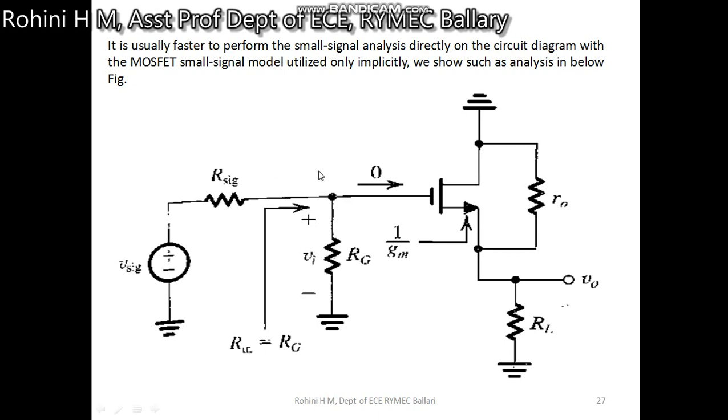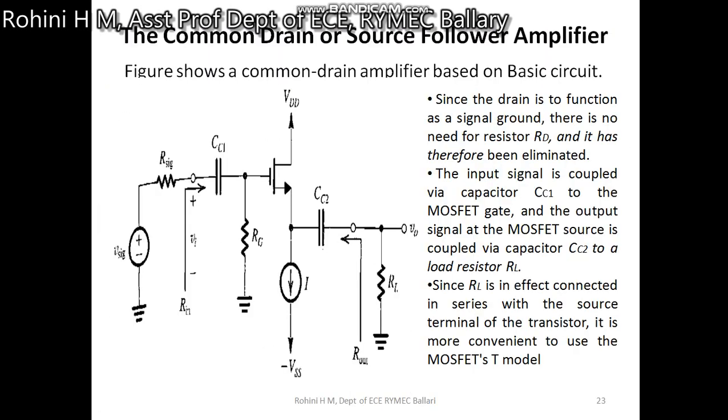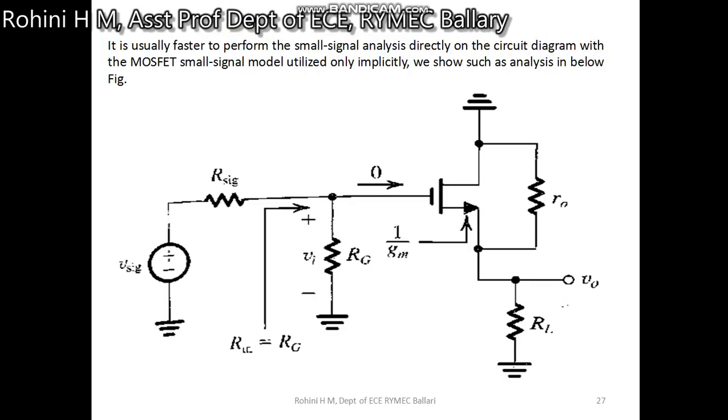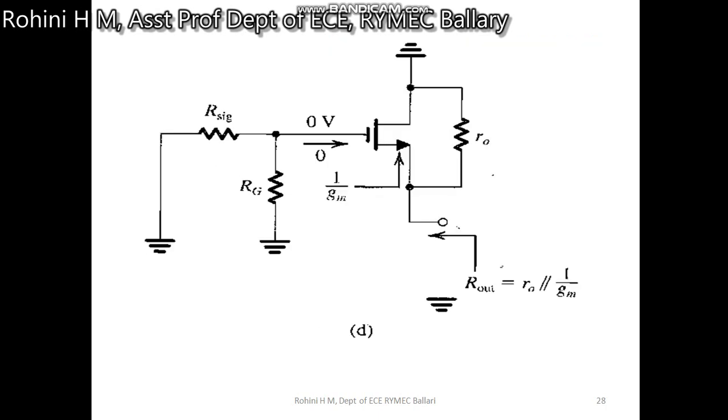So here this is the circuit where we are directly performing a small signal analysis on the circuit diagram itself. This is the basic circuit, and we are just applying the small signal model on the basic circuit itself. Okay, so this is the circuit to find the equivalent resistance, that is R out. This is just the Thevenin's equivalent circuit from which we are finding the resistance.